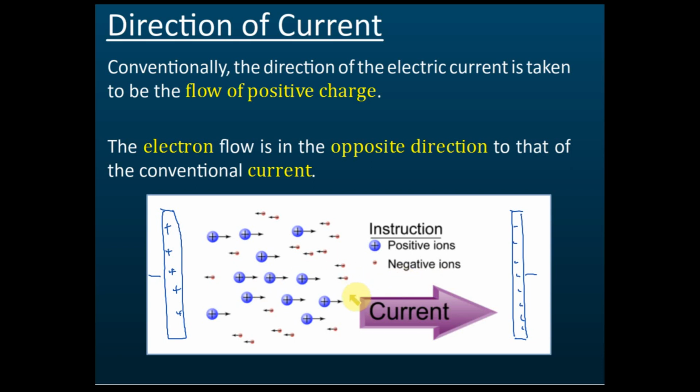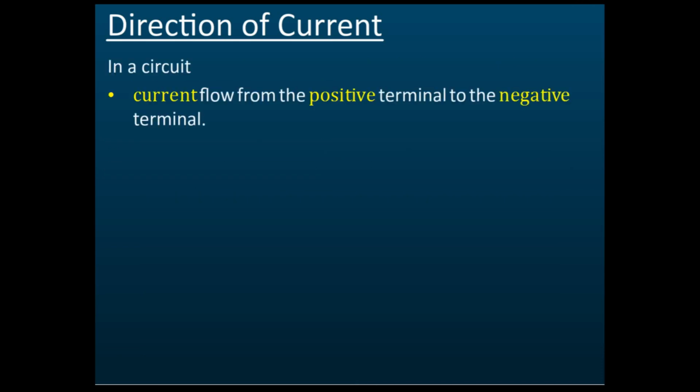If the current moves up, the electrons move down. So current is always in the same direction as the positive charge, but opposite to the direction of the electrons, or negative charge. That is what you need to know about the direction of current. Then how about the direction of current in a circuit?